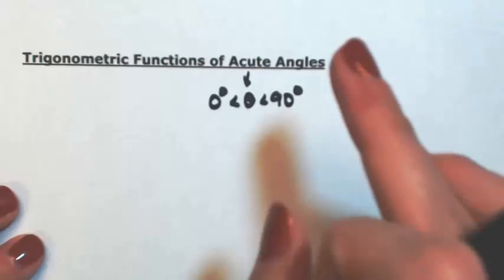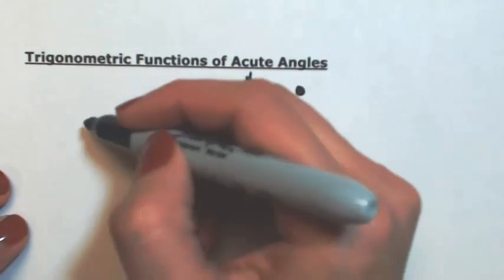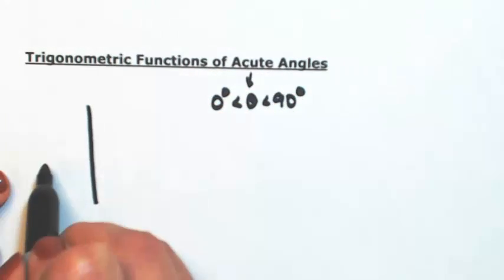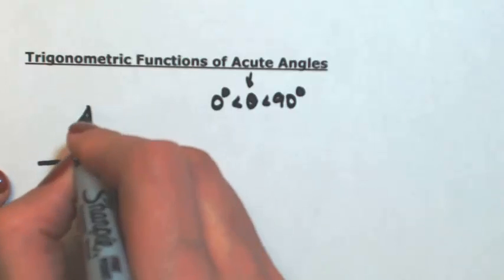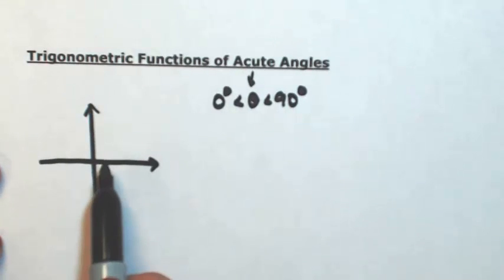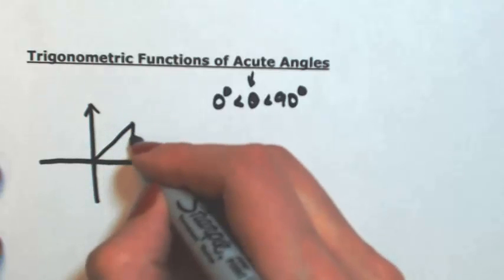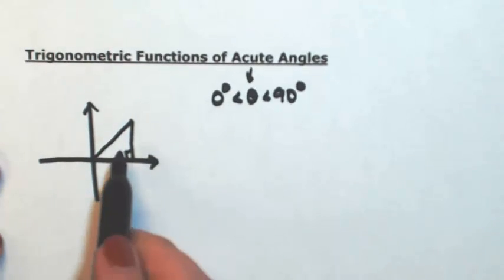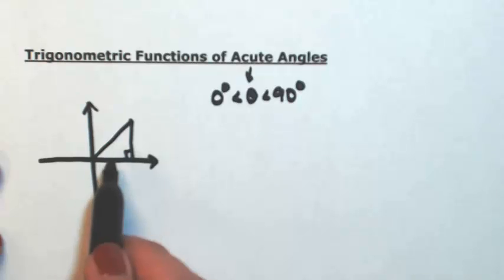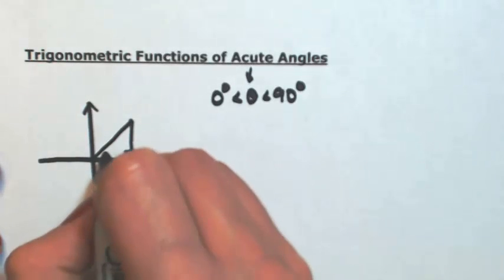So if I were to take that right triangle we just drew and put that in standard position, so starting from the origin, let me call the angle between the initial and the terminal side there theta.